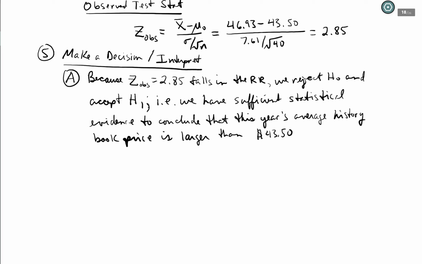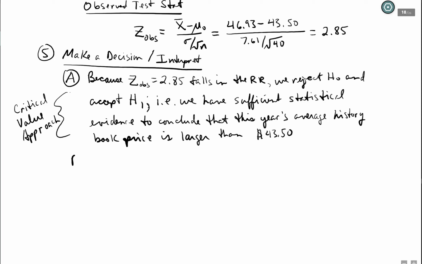This is, again, typically called the critical value approach, the critical value being 2.33, and we compare our test statistic to the critical value to make a decision. The other approach is the p-value approach. I want you to be mindful of it.